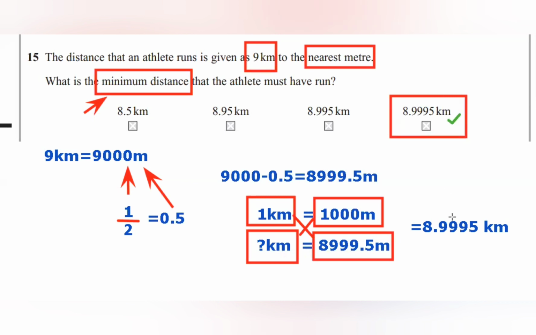Now, let's remember the steps together. First thing we did, we turned this into meters. Why did we turn it into meters? Because they said the nearest meter. I have to follow the rules of the upper and lower bound. We found the nearest meter, which is 1. Divided by 2, it's 0.5. We subtracted from 9,000 because they want the minimum distance. And we got 8,999.5 meters. Now we turned this into kilometers by using the X method. We got 8.9995 kilometers.